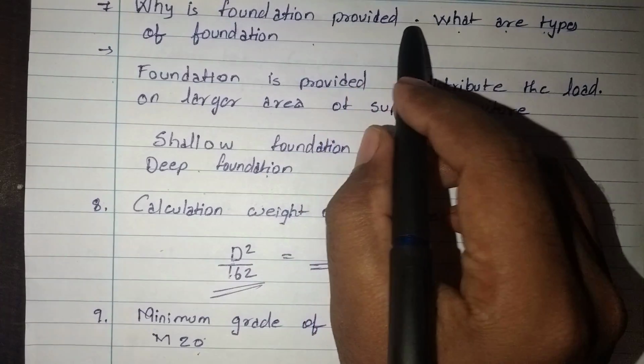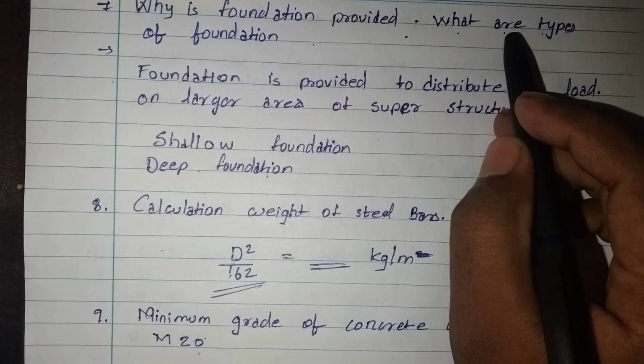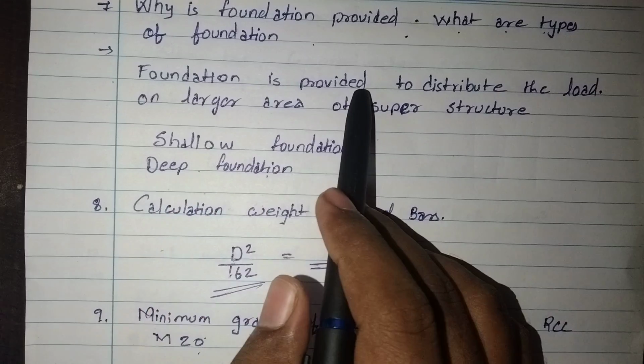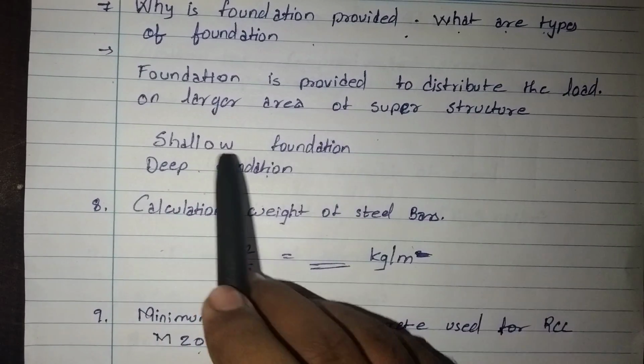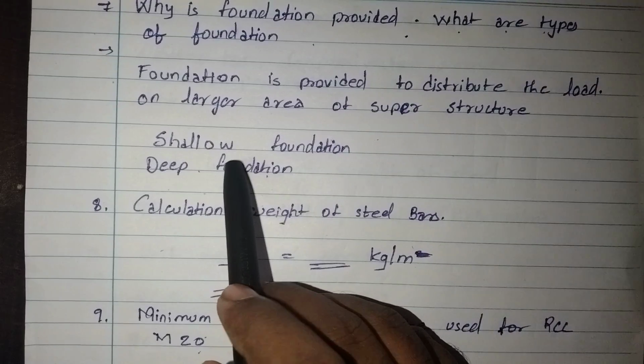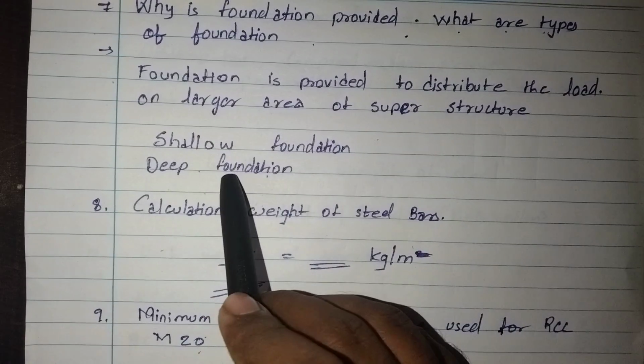Why is the foundation provided, and what are the types of foundation? The foundation is provided to distribute the load of the superstructure on a larger area. There are only two types of foundation, that is the shallow foundation and deep foundation.